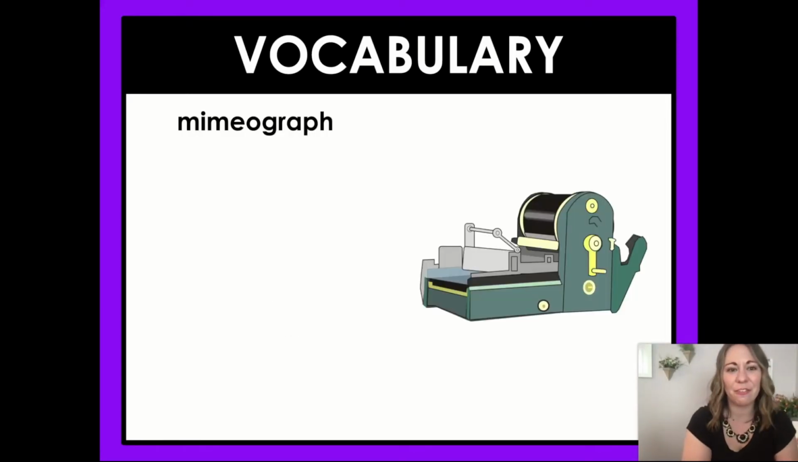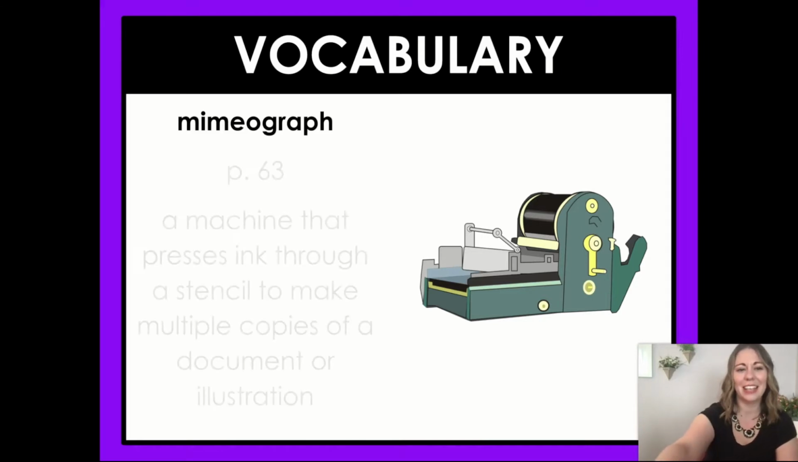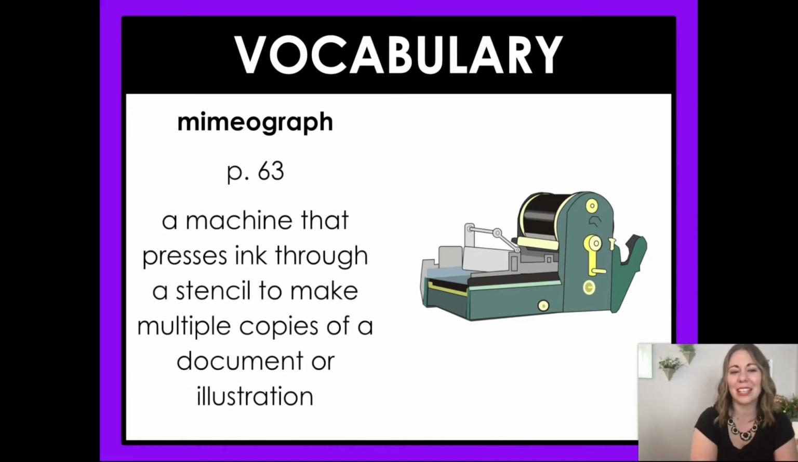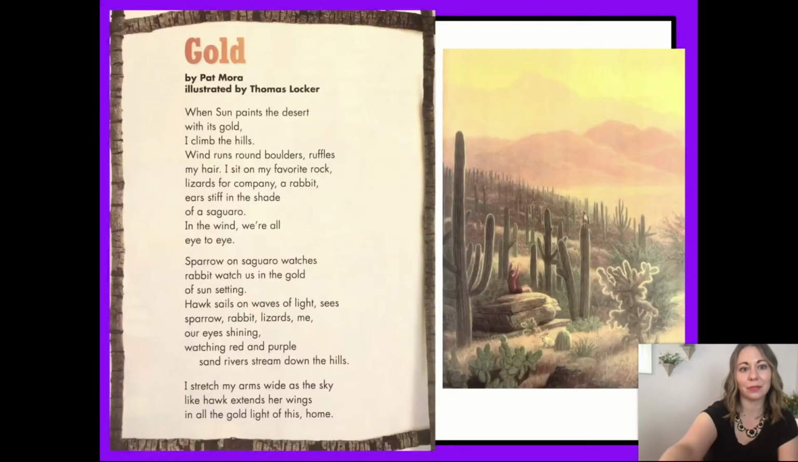And then here's kind of a fun word to say: mimeograph. A mimeograph. And I have a picture of one for you. This one you probably don't know unless you've been studying up on a little bit of history. A mimeograph is a machine that presses ink through a stencil to make multiple copies of a document or illustration. So now your teachers have copy machines to make copies of everything, but back in the day, they could have used something like a mimeograph to make multiple copies of something.